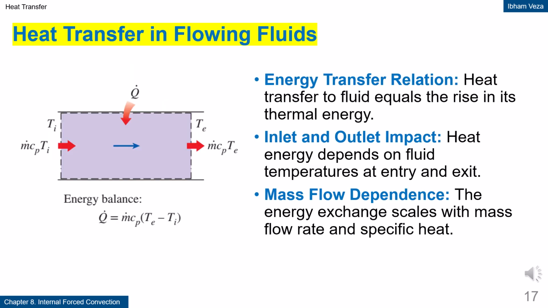Heat transfer in flowing fluids is equal to the increase in its thermal energy. Mathematically, this relation can be written as Q dot equals m dot times Cp times (Te minus Ti). The inlet and outlet temperatures determine how much energy is absorbed or released. The mass flow rate also directly affects the heat transfer rate. This equation is the foundation of almost all heat exchanger analyses.